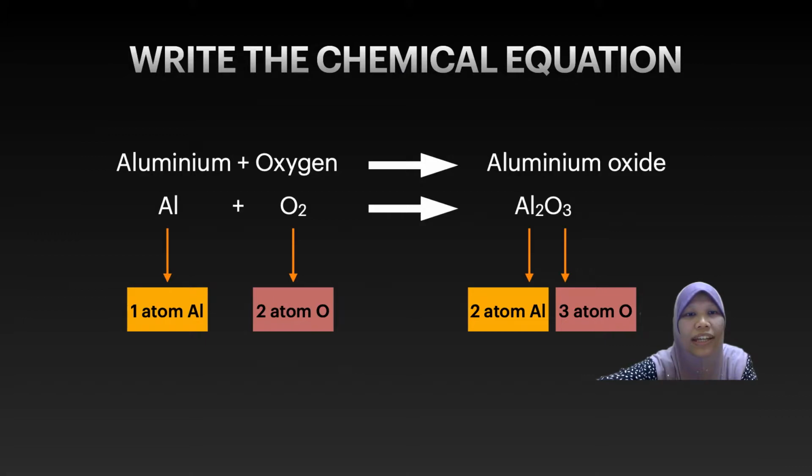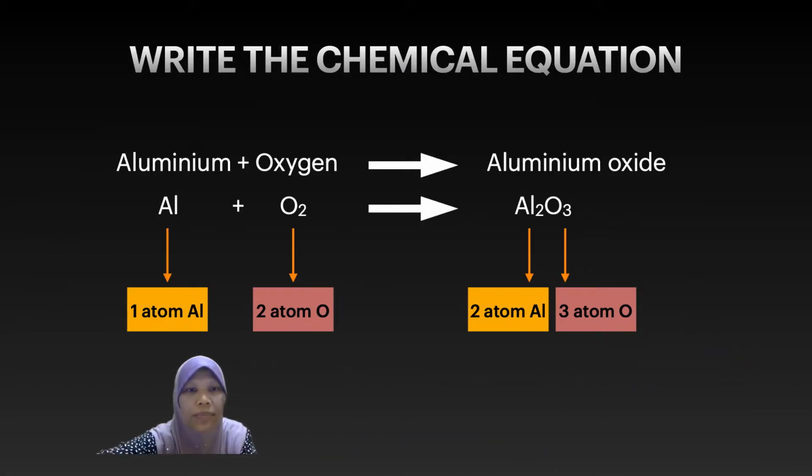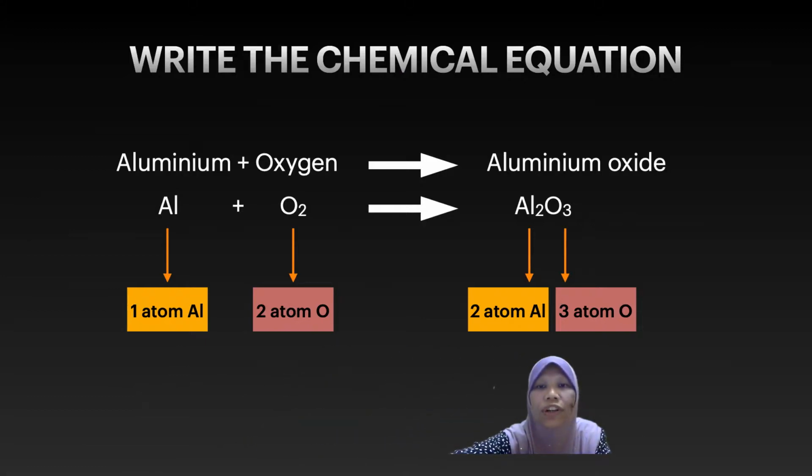So now let's calculate. If you look at this equation, we can see that aluminium has 1 atom. Oxygen has 2 atoms for the reactant. And for the product, we have 2 atoms of aluminium and 3 atoms of oxygen. So the numbers are not balanced or not equal.